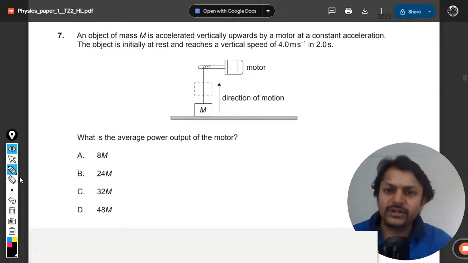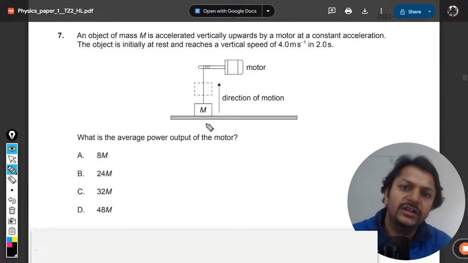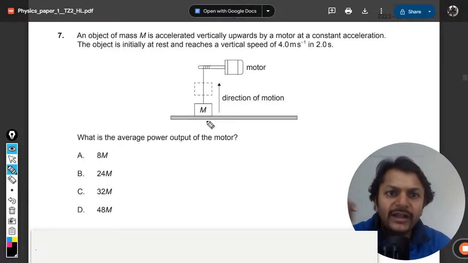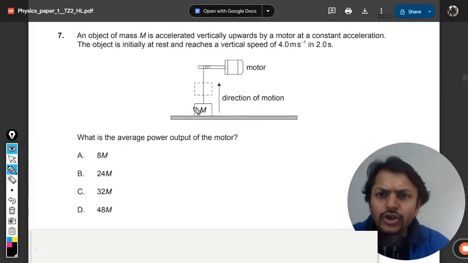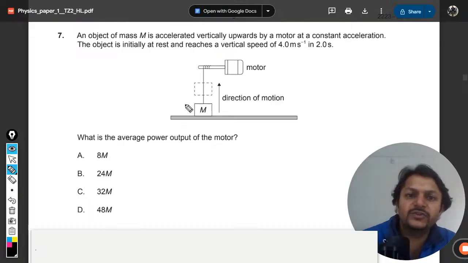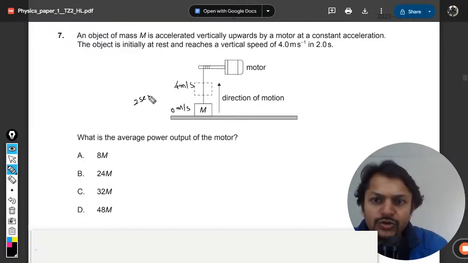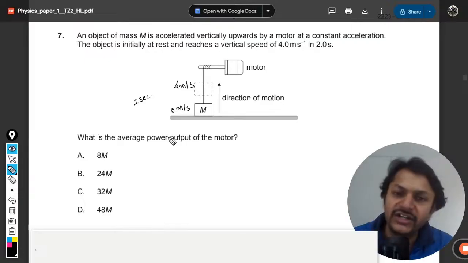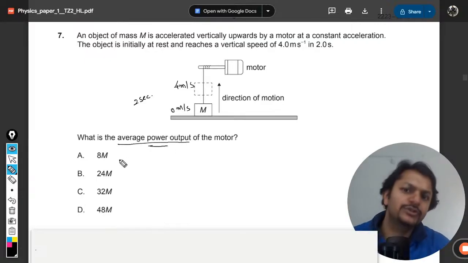Okay, dear student, let us see what is there in this question. An object of mass m is accelerated vertically upward by a motor at a constant acceleration. The object is initially at rest and reaches a vertical speed of 4 in 2 seconds. So here the speed is 4, here the speed is 0, and the time taken is 2 seconds. So clearly kinetic energy has been added into the system. What is the average power output?